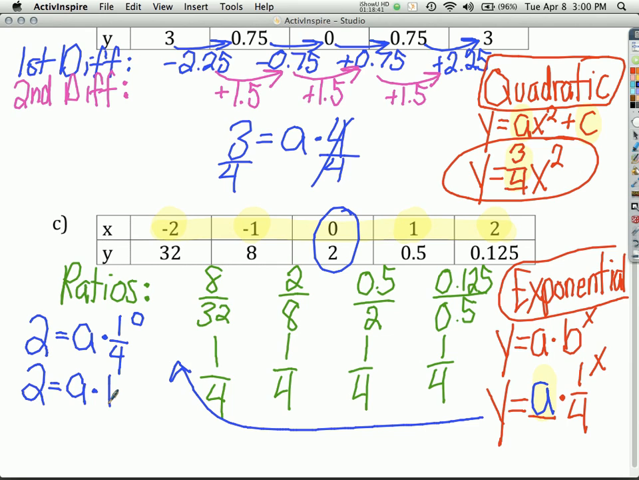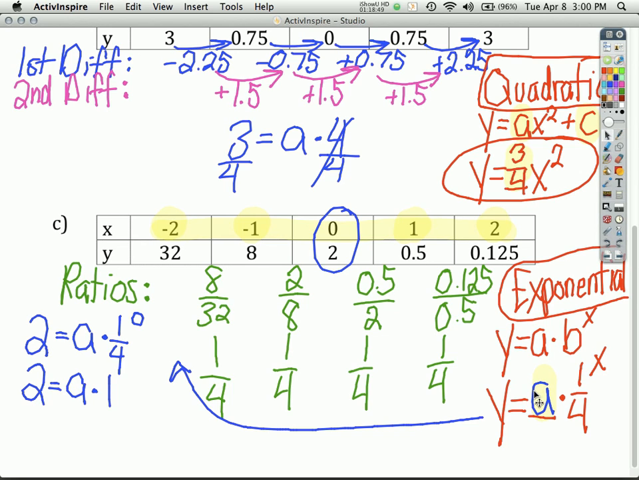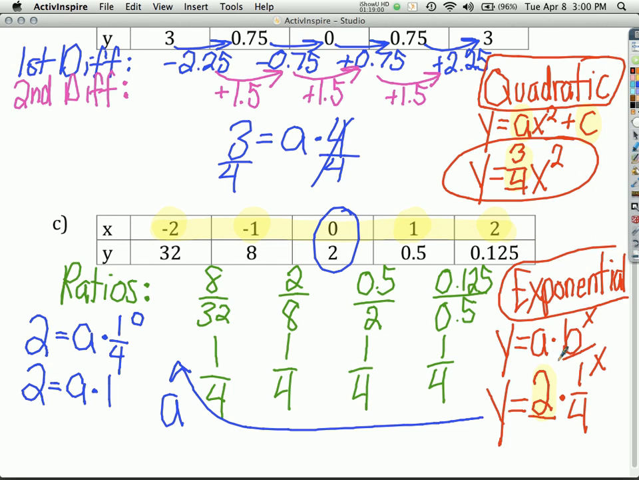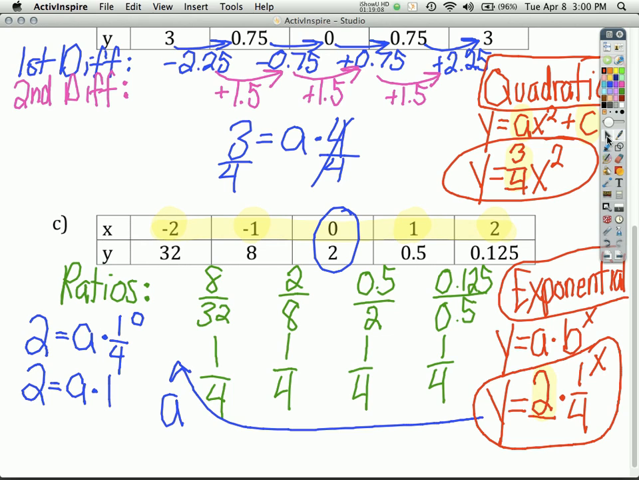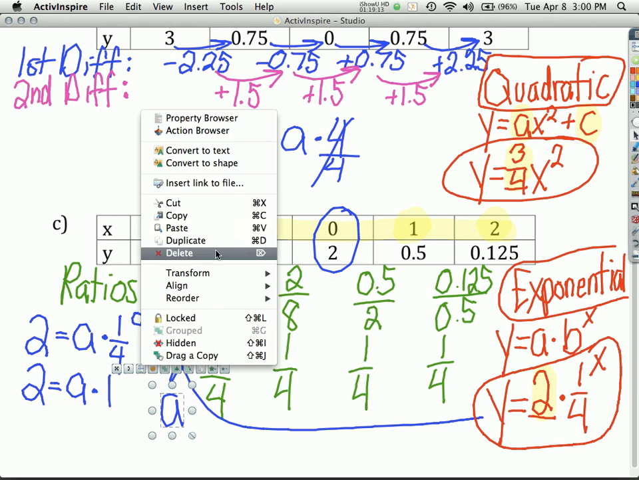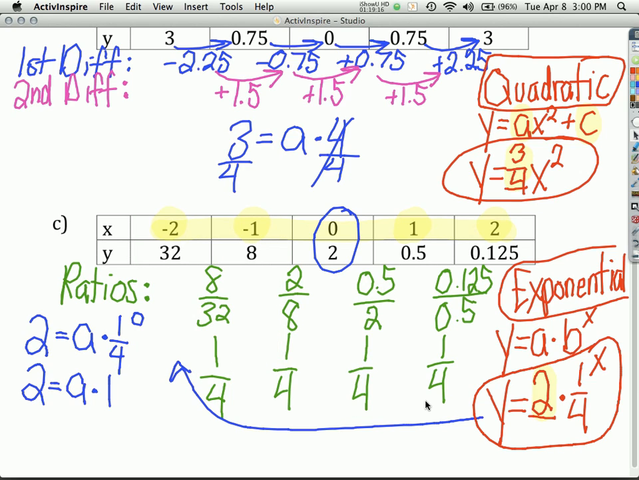Could someone tell us what A is equal to? Michaela? 2. And so A is 2. And so our equation is Y equals 2 times 1/4 to the X power. Now that is not easy, nor do I expect you to be an expert after seeing one question. But you should have enough knowledge and enough understanding to be able to do one on your own.